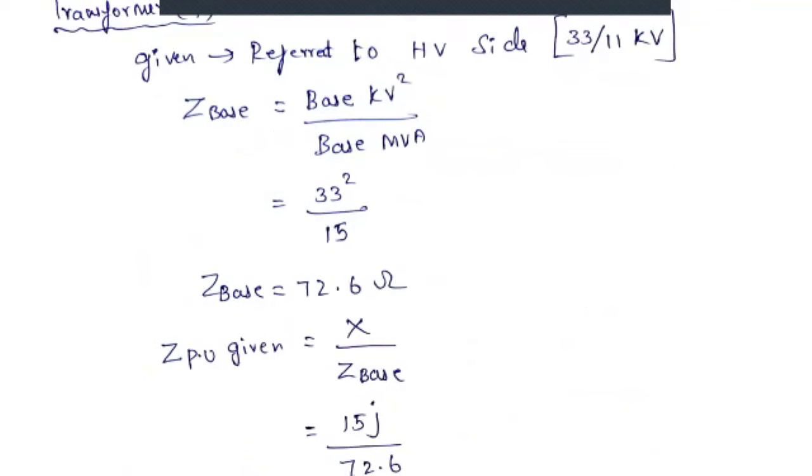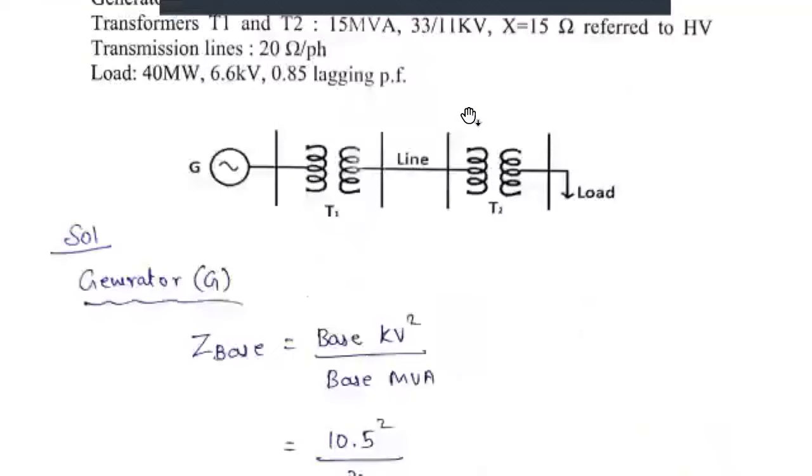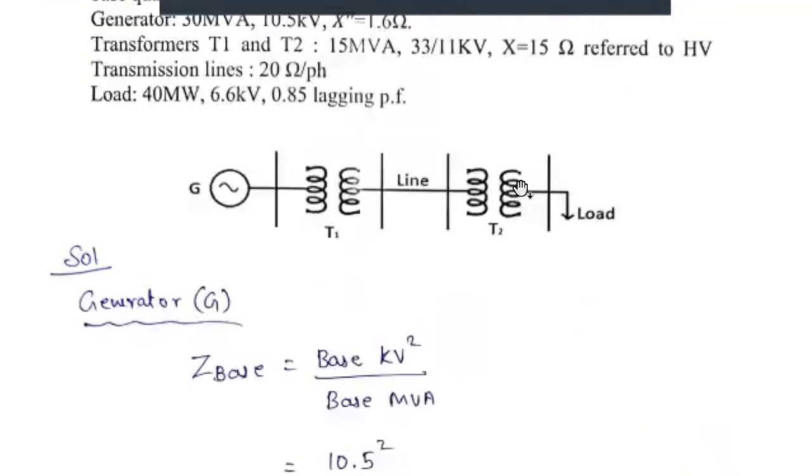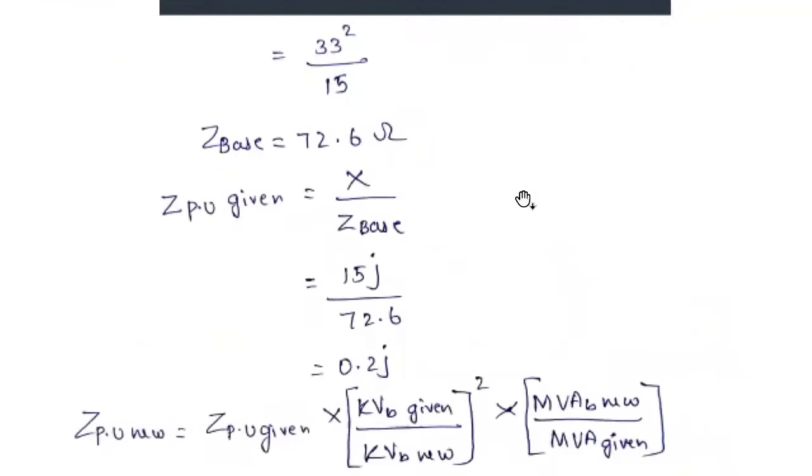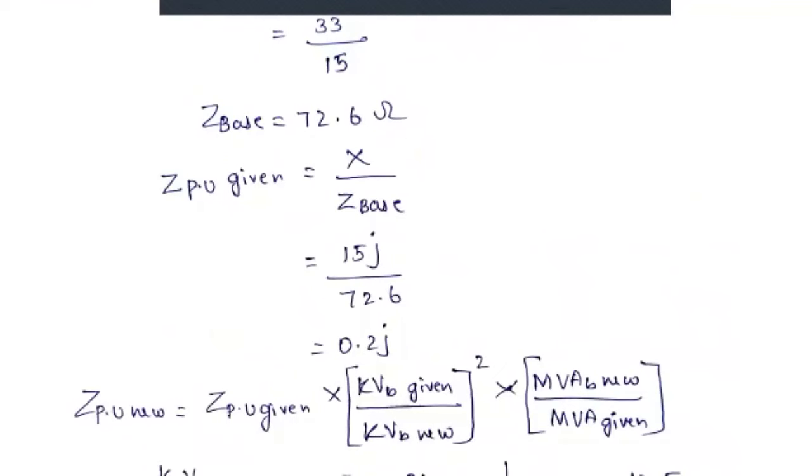Next, Z per unit given value, that is the old value, is equal to Z actual divided by Z base. Z actual given in the problem is the reactance, so whatever the value given, we have to take. In the transformer it is given as 15 ohms, so 15j divided by this 72.6 will give you 0.2j.